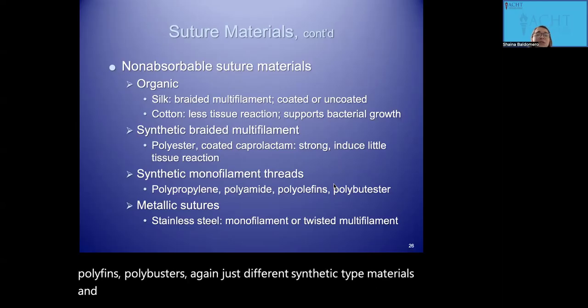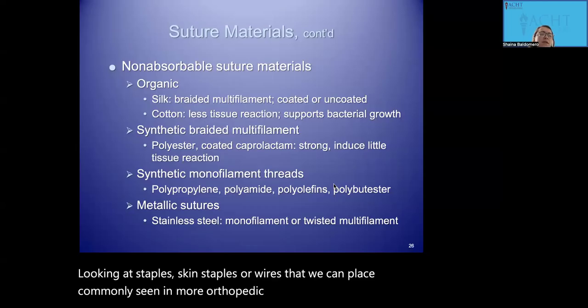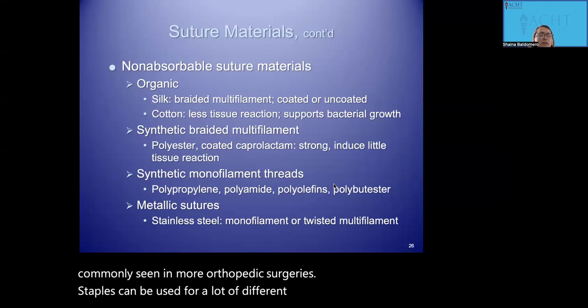And then we also use metallic sutures. I'm talking about stainless steel. I'm usually looking at staples, skin staples, or wires that we can place, commonly seen in more orthopedic surgeries. Staples can be used for a lot of different soft tissue procedures for suturing.